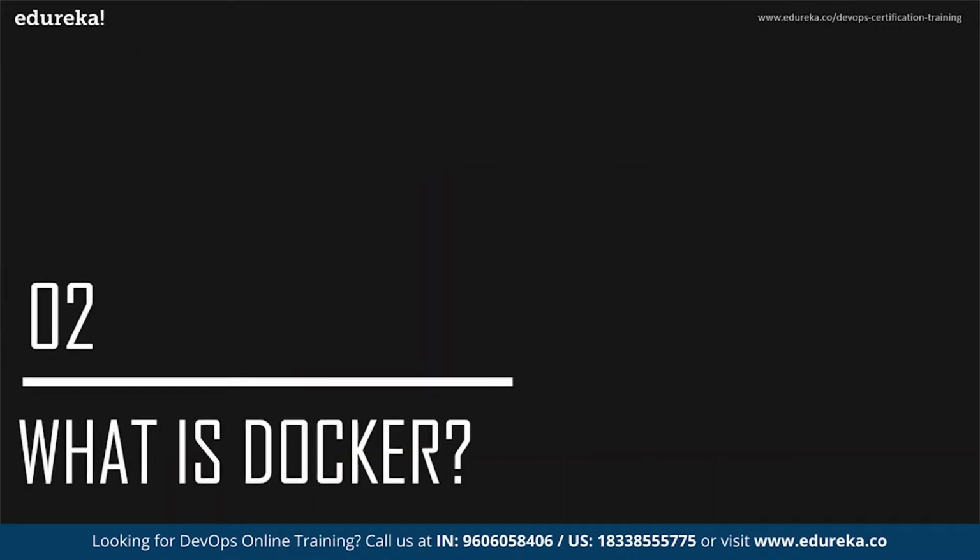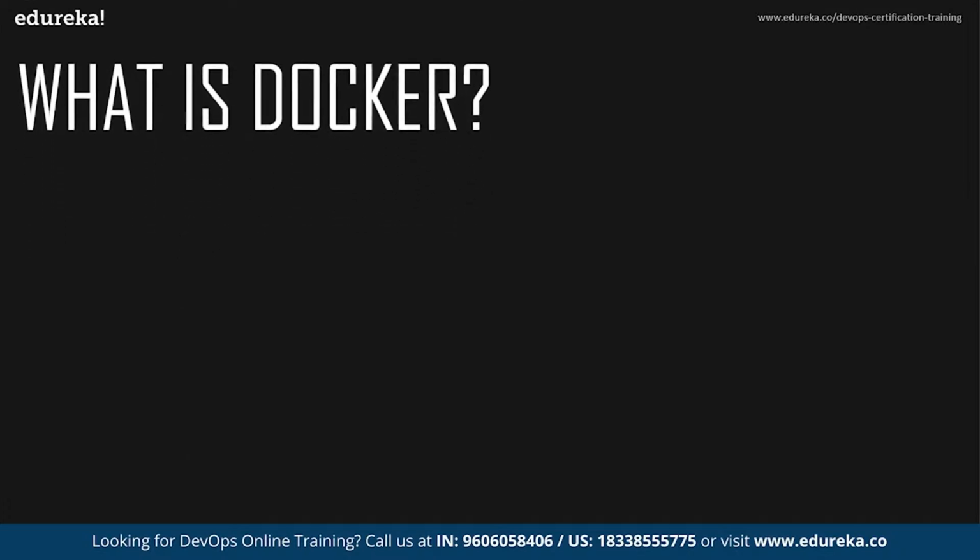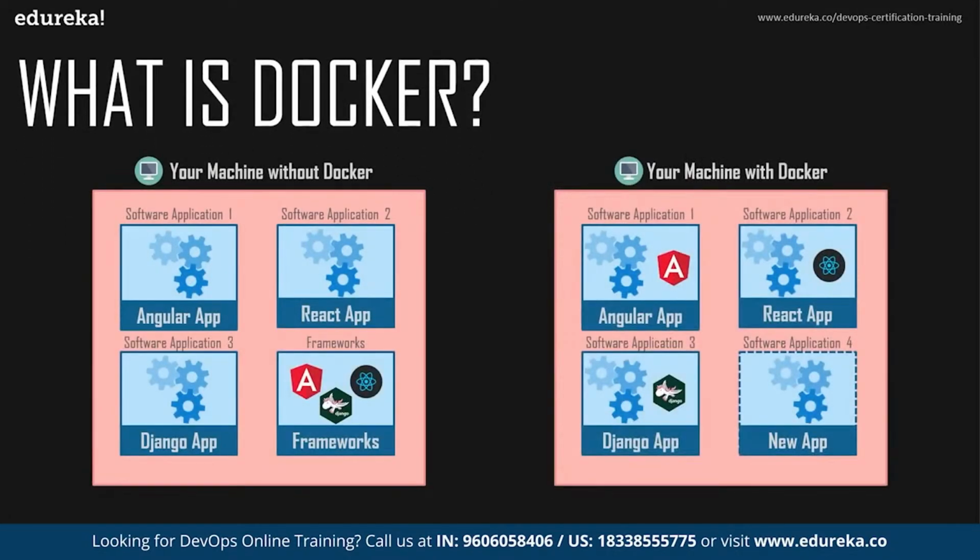So what exactly is Docker? As you can see on your screens, there are two machines. The first one has three software applications. One is Angular-based, one is React-based, and one is Django-based. Now, all of them are using common resources from the system: libraries, RAM, processor, etc., and the frameworks are allocated a location in the memory.